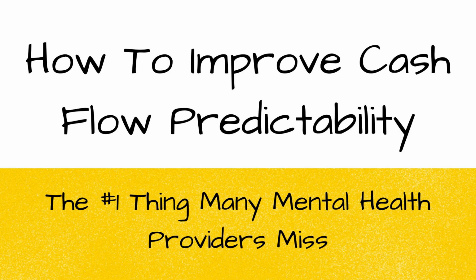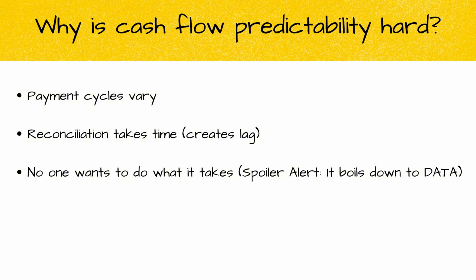So, before I dive into the ways to improve cash flow predictability, I just wanted to speak about what makes it hard in the first place. The first thing would be something that everybody knows, and it'd be that the payment cycles for each payer differ, even depending on your setup. You have like 20 to 30 days for Medicare, 7+ days for most commercials, and that creates a sort of gap that makes it hard to forecast.